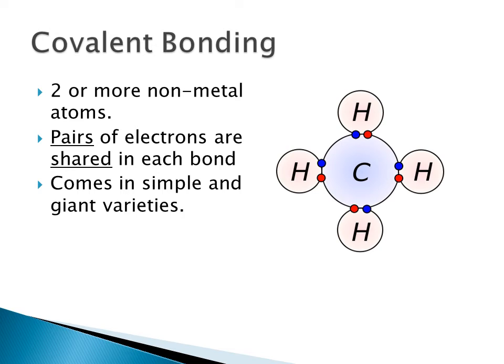Covalent bonds come in 2 varieties. We have simple ones and giant ones. We'll look at those in the next video when we look at the properties of these different types of material.